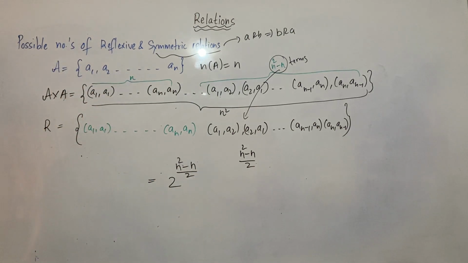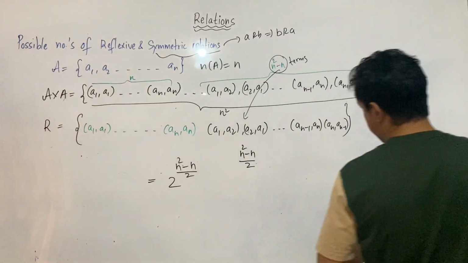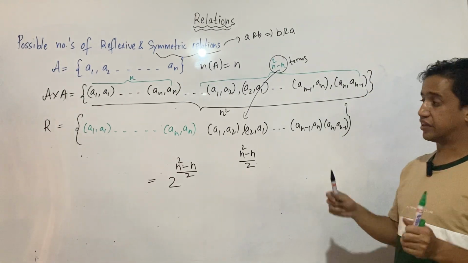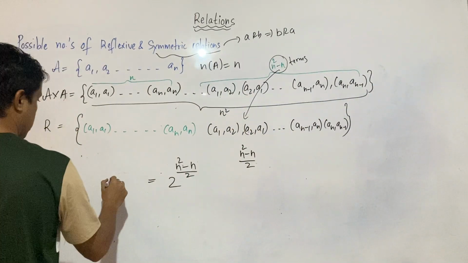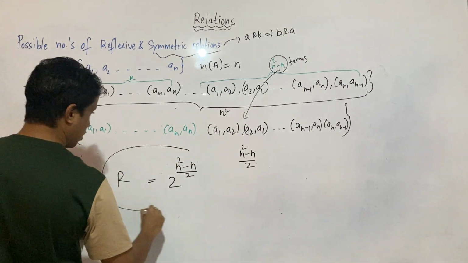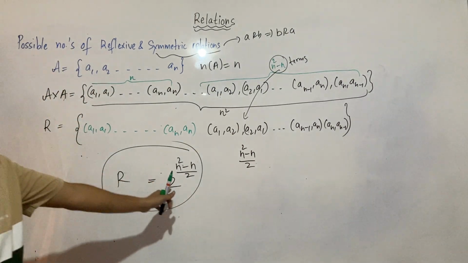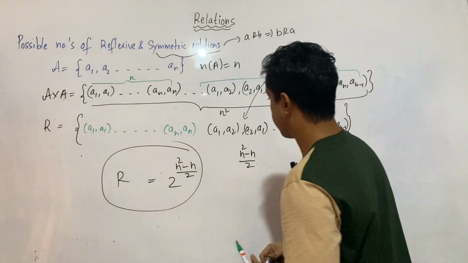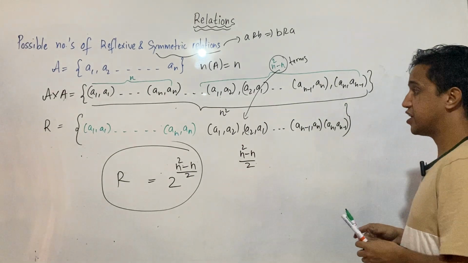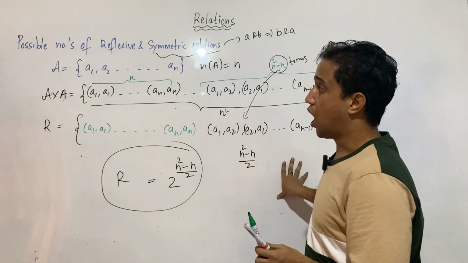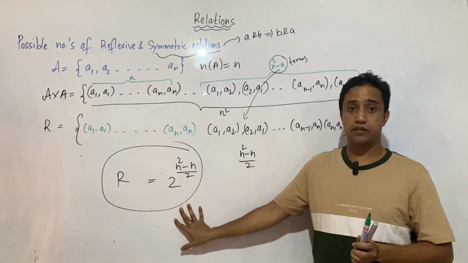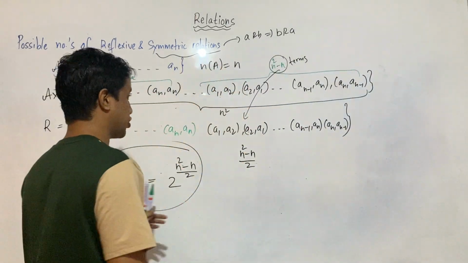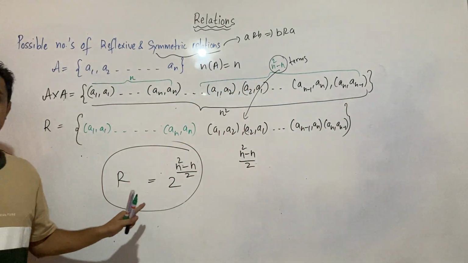Okay, I hope you understand it. So from here, I can say that the possible number of reflexive and symmetric relations on a given set is going to be 2 raised to the exponent (n square minus n) divided by 2. Okay, so I hope you understand it. You can apply this formula anywhere. It will work out like what we did before. Okay, so I hope the derivation, how we have gotten this formula, is clear to you.